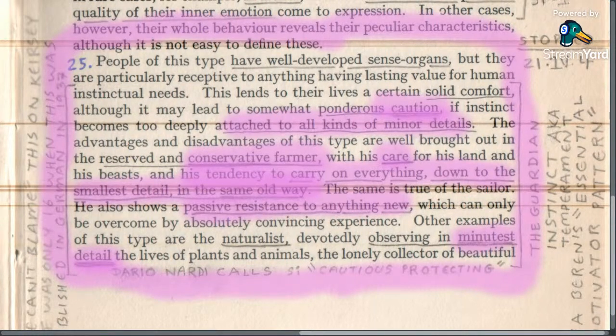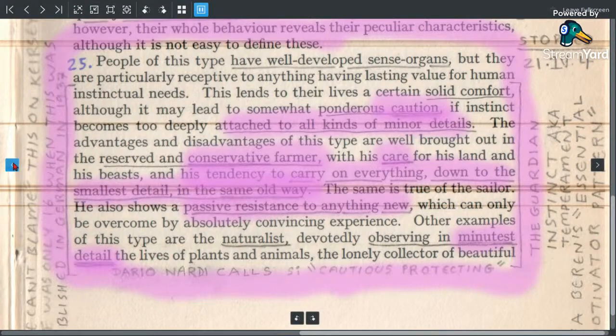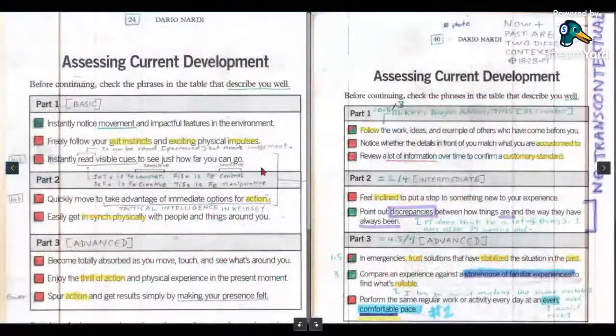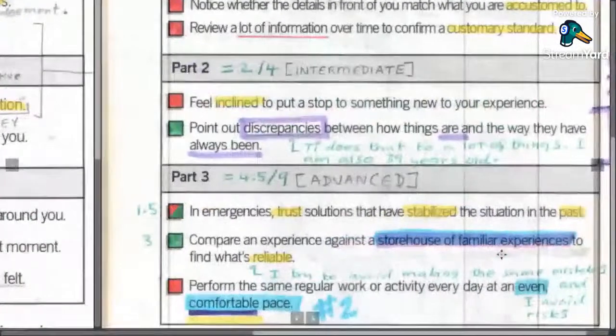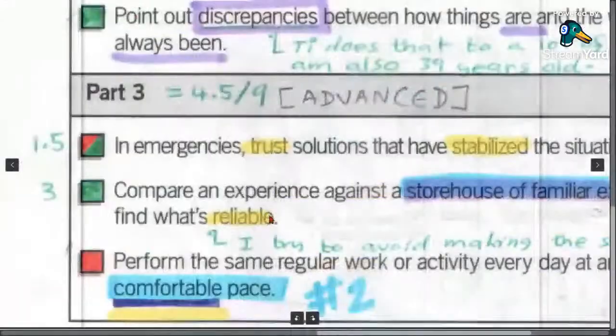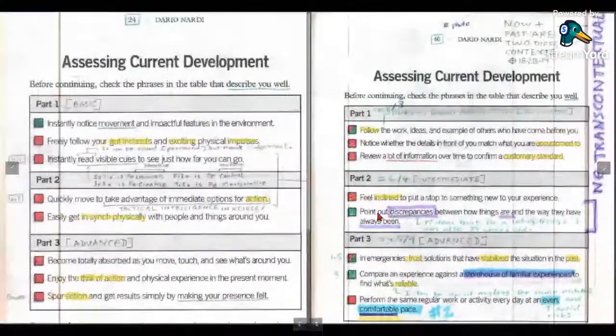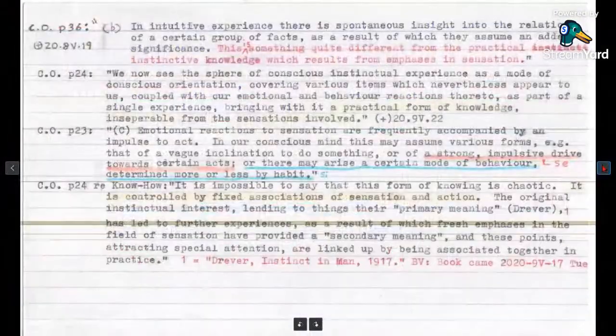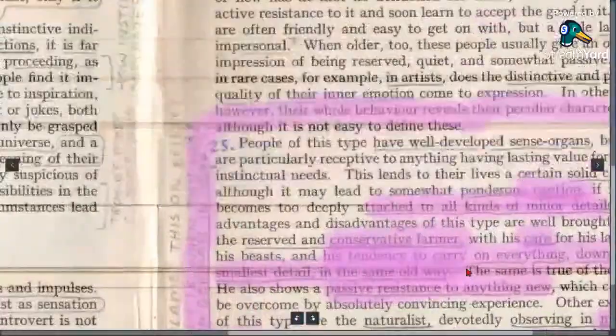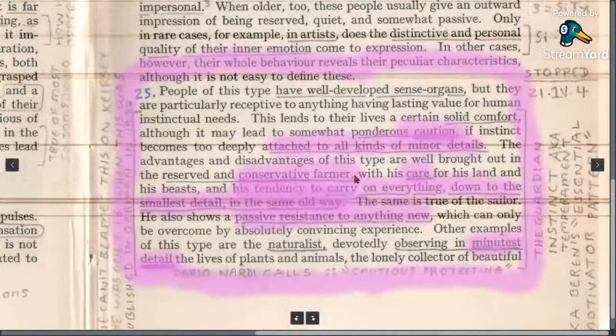Same old way. Accustomed to. Customary standard. Trust solutions that have stabilized the situation in the past. What's reliable? Same old way.